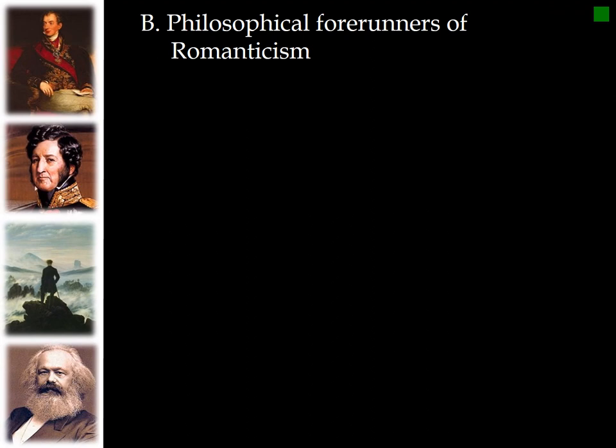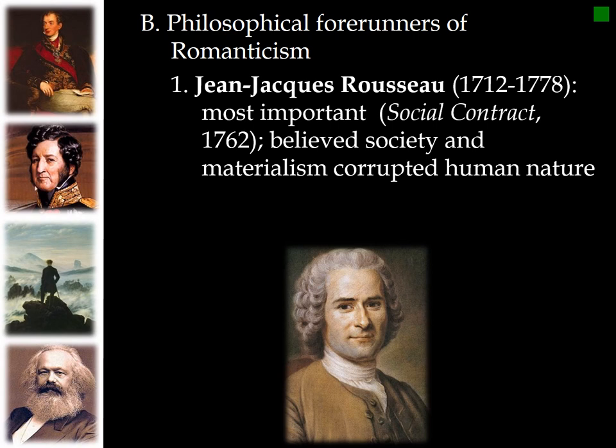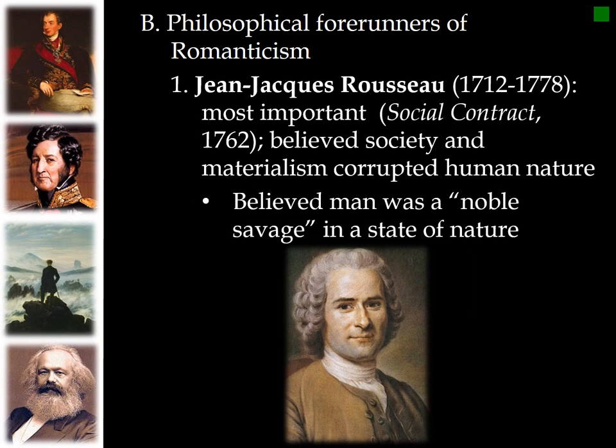The philosophical forerunners of Romanticism. Jean-Jacques Rousseau, who we are very familiar with from the Enlightenment period before the French Revolution, is probably one of the most important. He's the one who wrote Social Contract in 1762. If you recall, he believed society and materialism corrupted human nature. He believed man was a noble savage in a state of nature and emphasized emotion.